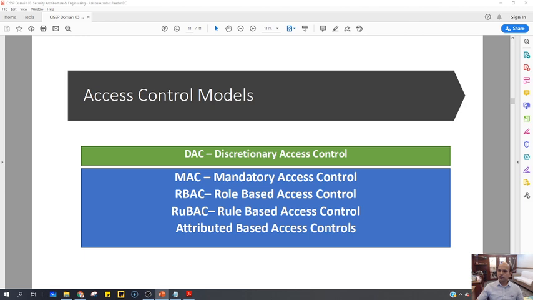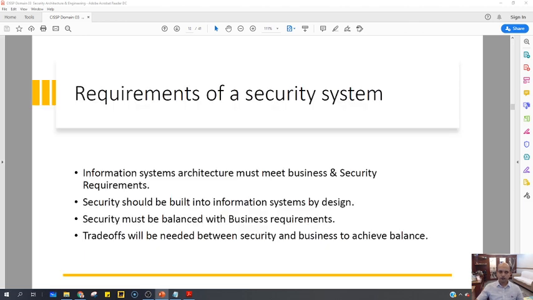Okay, so once you have an understanding of the access control models, we again need to understand the requirements of a security system. Whenever we say the requirements of a security system, it means the information system architecture must meet the business and security requirements. Yesterday we also discussed all these 4 requirements, but today I am discussing the same because it is most important. After understanding the principles, you should go through the requirements of the security system. And again, after going through the models, you need to understand the requirements of a security system. So security should be built into the information system by design itself.